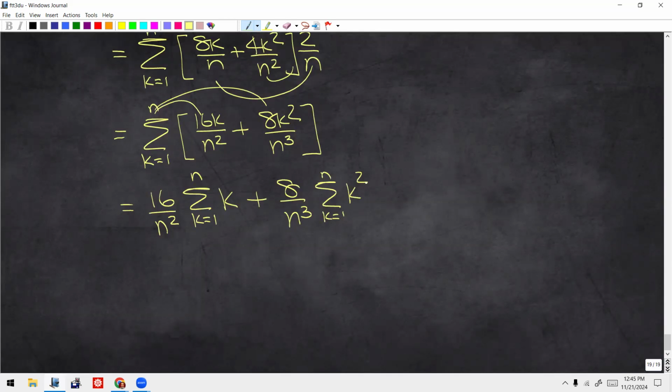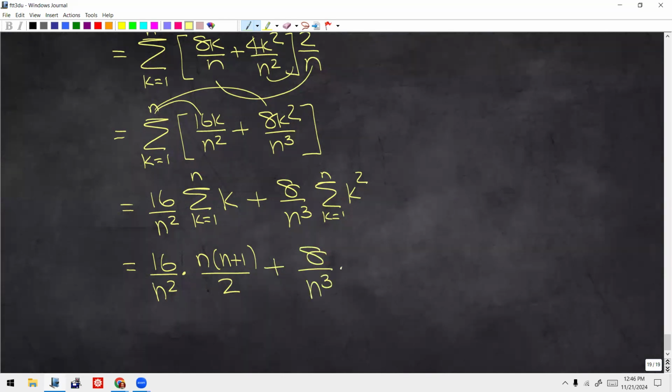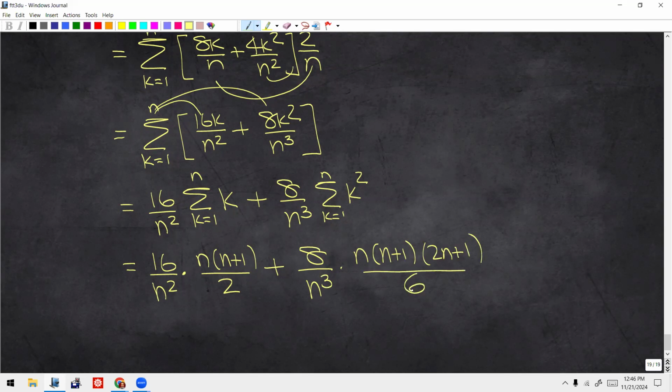Are we good? Do we have formulas for summation of k? I gave you that yesterday. We also have a formula for k squared. I gave you that yesterday. Okay, so I'm going to put those in, and then we'll go to the next step. So the summation of k is n times n plus 1 over 2. And like I told you yesterday, and I'm telling you today, without knowing those formulas, there's no way to do these problems. But okay, you need to know those formulas. Plus 8 over n cubed times n plus 1 times 2n plus 1 over 6. That's the formula for the summation of k squared. So that's where I'm going to stop for this one now.